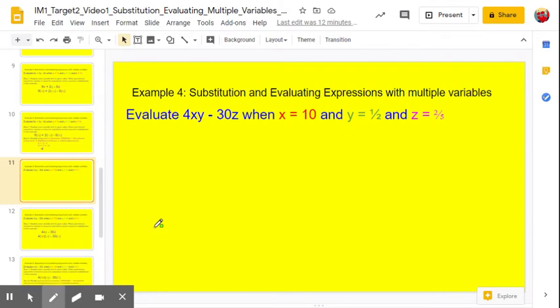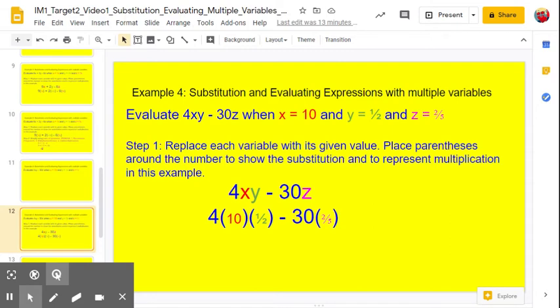One more example. I want you to see that it's not always going to be as simple as the ones I did before. Here's one, and I'm going to throw a little bit of a curveball at you. 4xy minus 30z when x is 10, y is 1/2, z is 2/5. So the question for you is, what's the operation between x and y? When there's no operation sign between two variables, that means it's multiplication. So this is actually 4 times x times y, and then minus 30 times z.